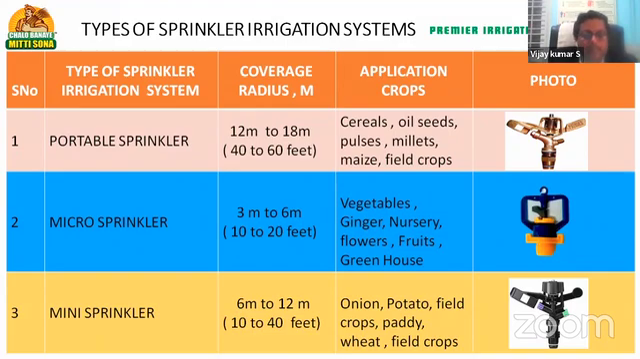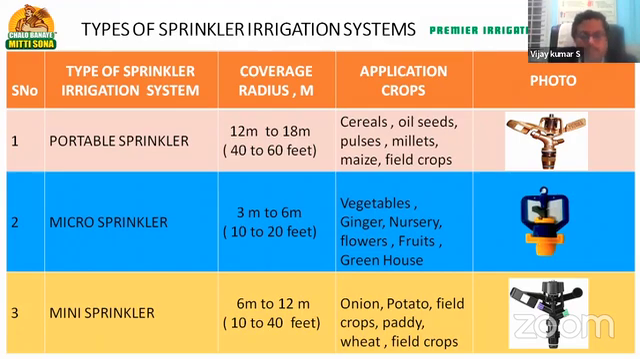And the third thing that we are going to see is the mini sprinkler system, which typically falls in between the portable and micro sprinkler. The mini sprinkler has a typical radius from 6 meters to 12 meters. And typically the mini sprinkler is a very popular product, particularly in Gujarat, Maharashtra, Karnataka, for onion, potato, field crops, and many places in West Bengal and other areas. We also use it for paddy, wheat, and other field crops.